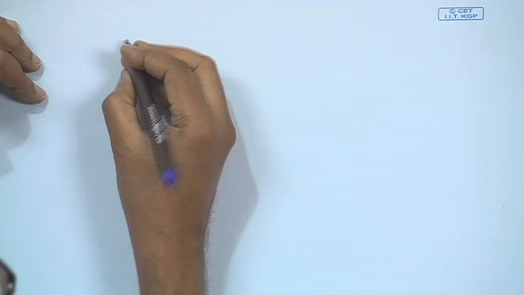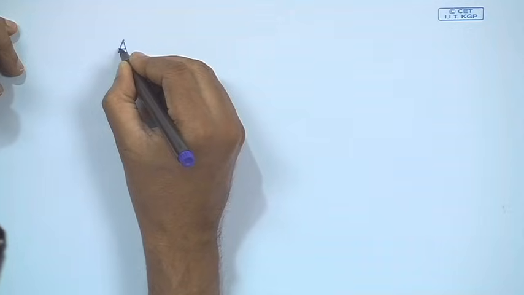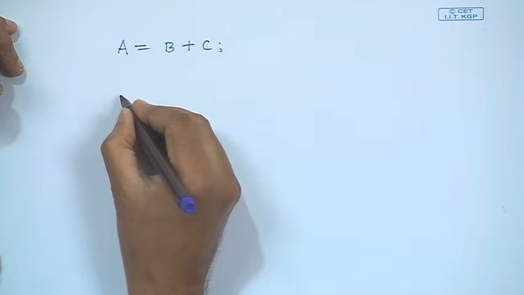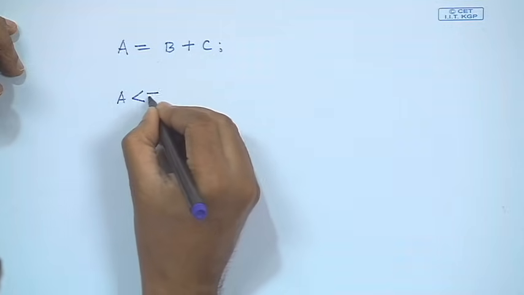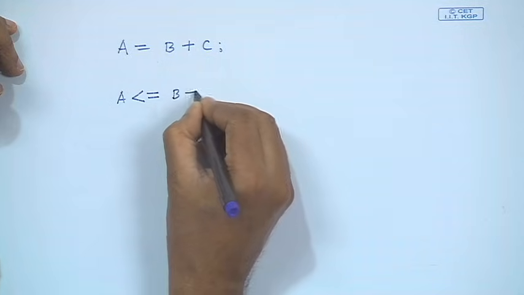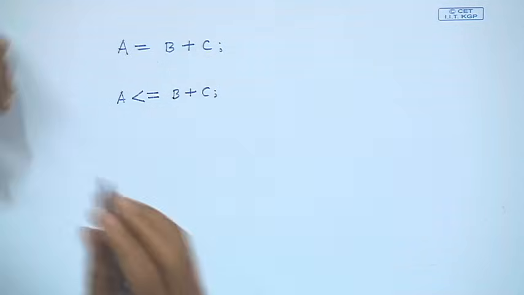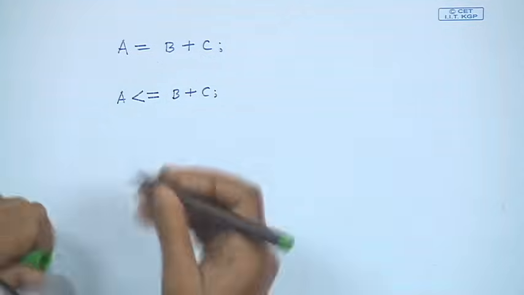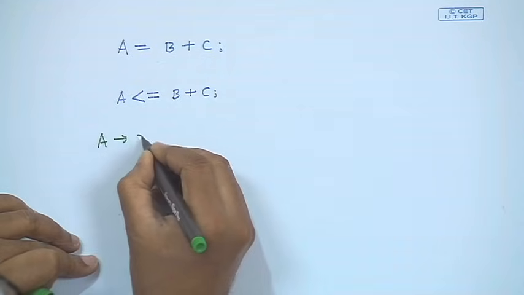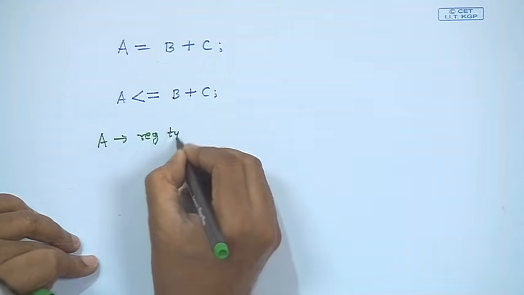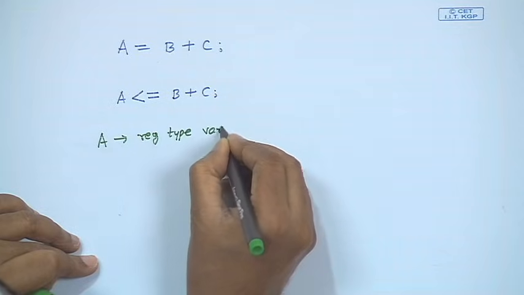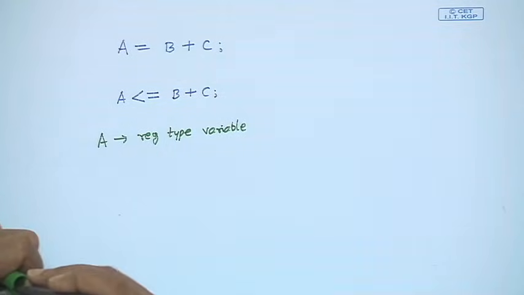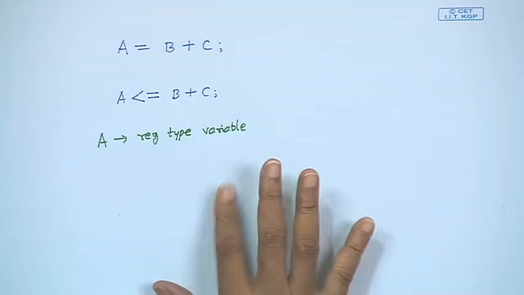Now, there are two kinds of assignments we shall be learning, like for example, for a reg type variable a you can either write an assignment like this, or you can write an assignment like this, less than equal to. So, their meanings are different, we shall be explaining these things later. But the point to note is that here A is a reg type variable. So, for these kinds of assignments, the left hand side must be a reg type variable, right.